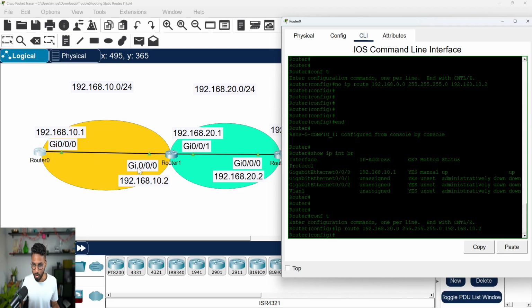So that is configured. Now we can send the packets from here to there, but for a successful ping, we need to do the same thing on router 2 as well, because it's going to go from there and it won't be able to come back because this one has no idea where to send the packets to.